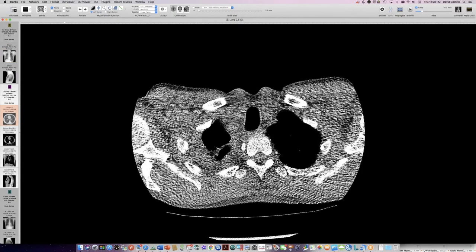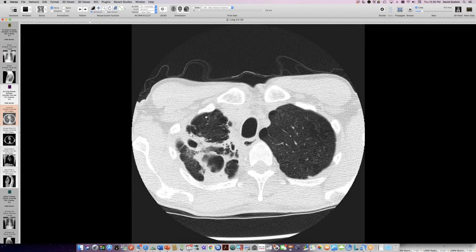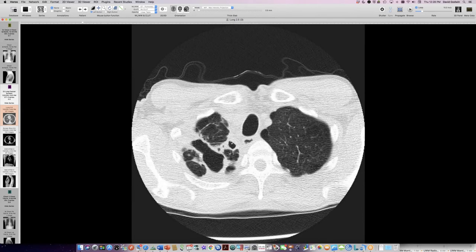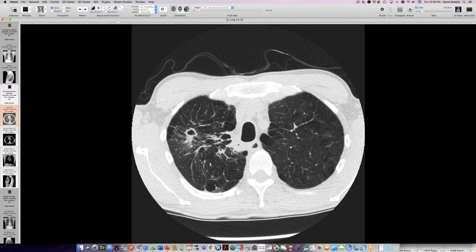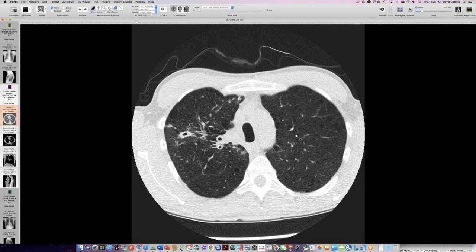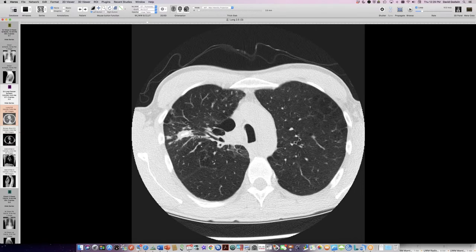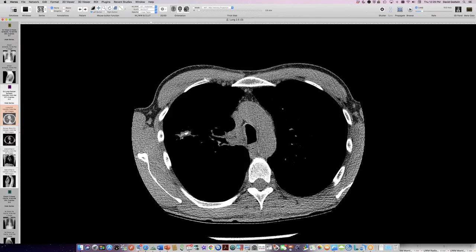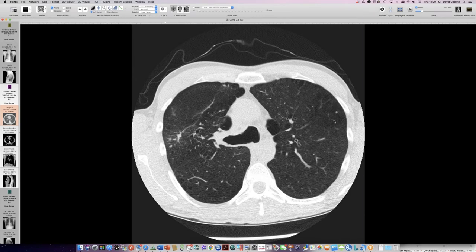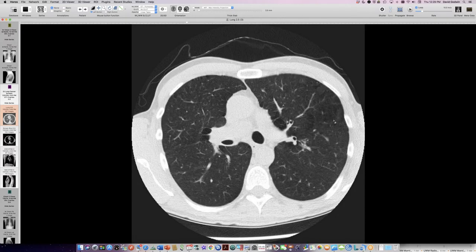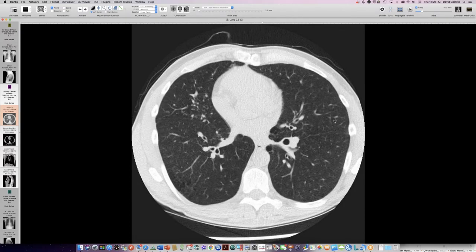And on CT, indeed, we have this confluent set of cavities up here with thick walls and probably some fluid in the base of one of these, not that impressive. And then perhaps some small airways downstream stuff here, some infection spreading down the airways. Here's another calcification over here. I think this is another calcified granuloma. So there were no splenic granulomas, but there are these calcifications in the lungs. So this could be remote TB.